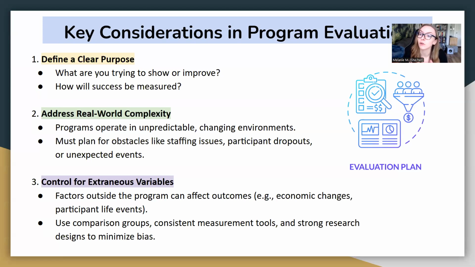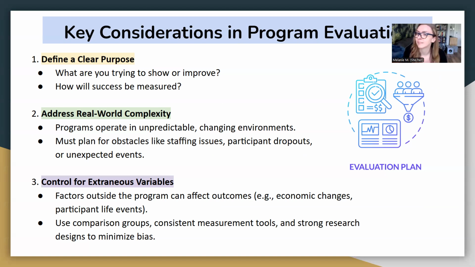So a really key part of program evaluation is you have to be able to plan for things going wrong. You have to be able to plan for staffing issues, for participant dropouts, for unexpected events. You have to be able to pivot and adapt what your program is and how you are evaluating it. So a really good example of that is I worked with a nonprofit that was designed to help people with physical disabilities. And historically, we did program evaluations in person. We had a conference every year. People would come in person in conference. We would give them surveys, ask about satisfaction, that sort of thing.